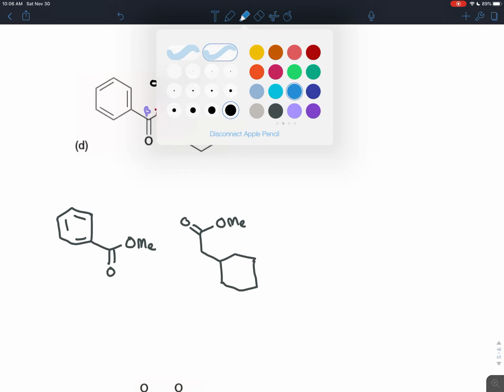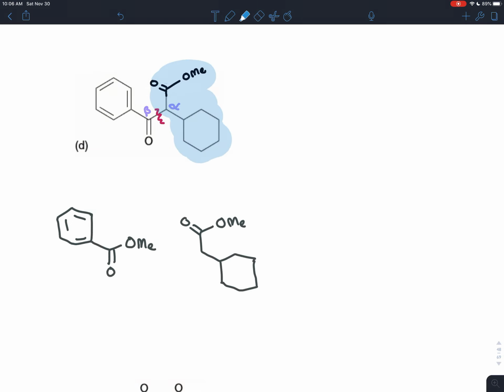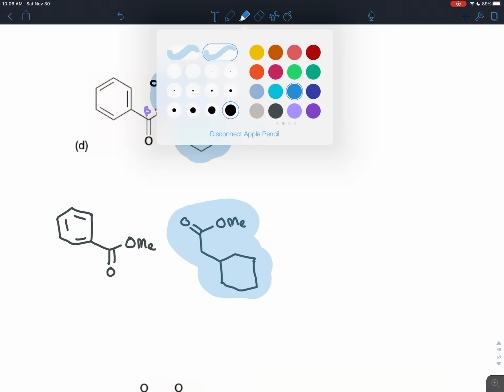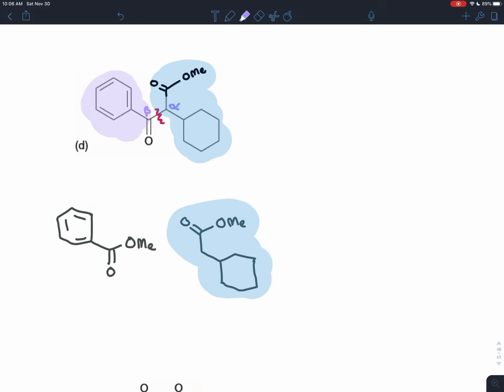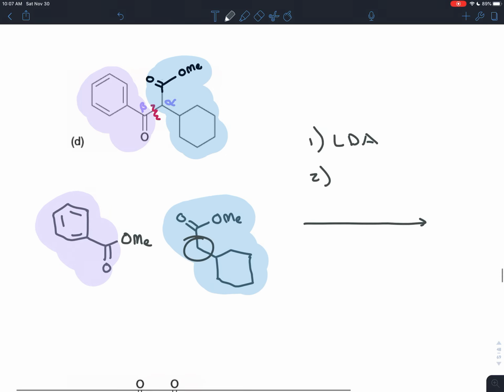So you can see this group on the right visually is the same as this, and the group on the left is the same as this. We just added that OMe in. So because these are two different esters, the base you want to use that will give you the most efficient product will be LDA. Once you use LDA, that will turn the alpha carbon, and you would want to start with this one because that's the one that has that alpha carbon with a hydrogen that can be ripped off.